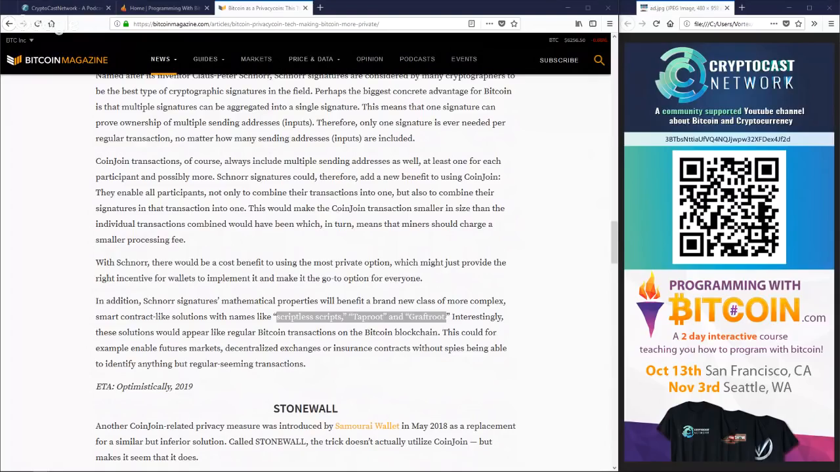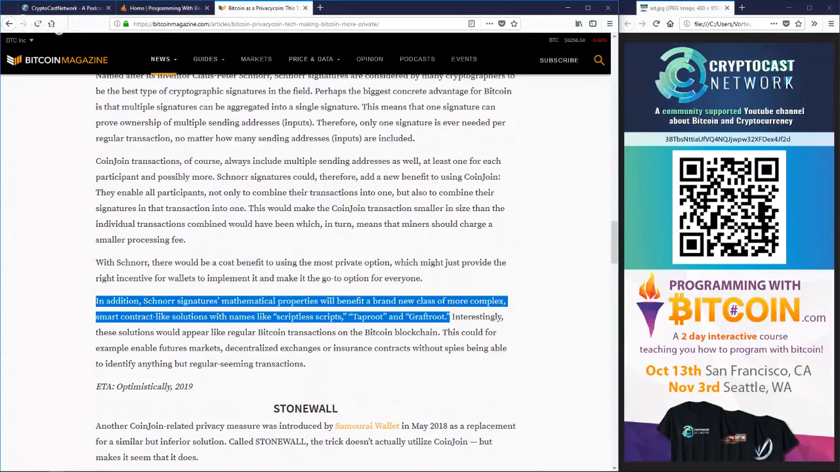So let's see if I can come up with a concrete solution. So I think the main example is usually atomic swaps, where a transaction on the Bitcoin blockchain would unlock a transaction on, for example, the Litecoin blockchain. So this is possible now, but right now it would be obvious what you're doing.